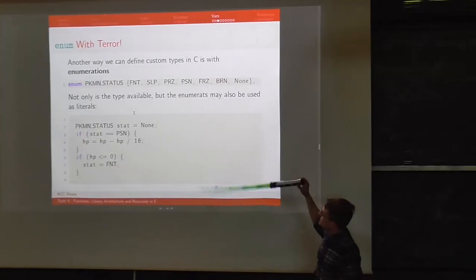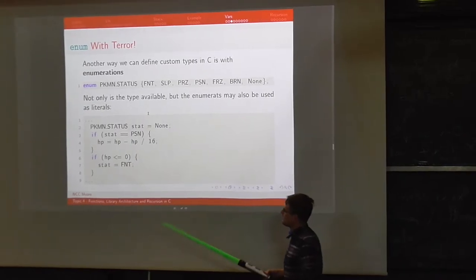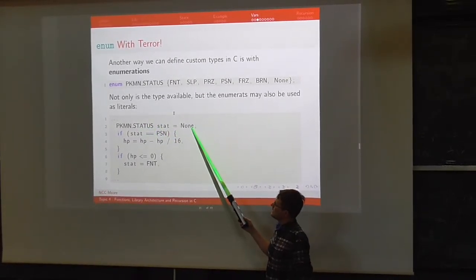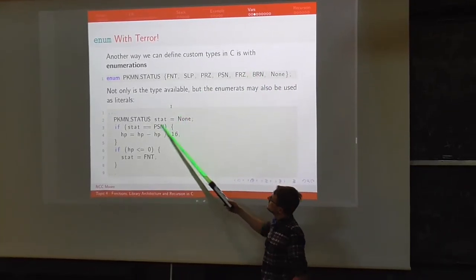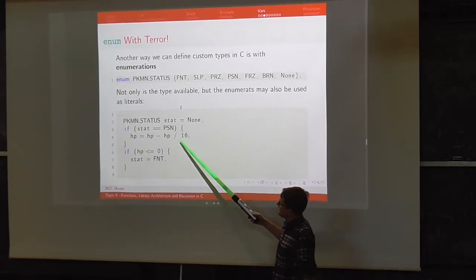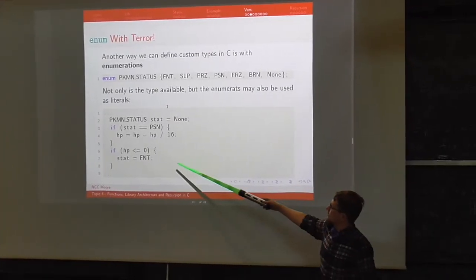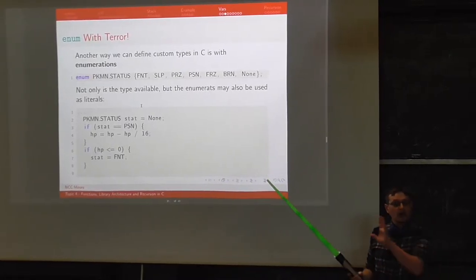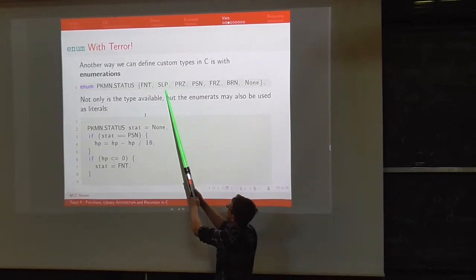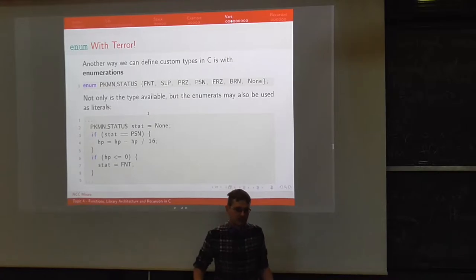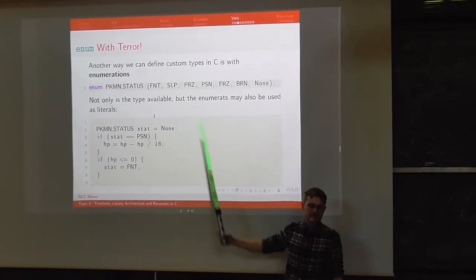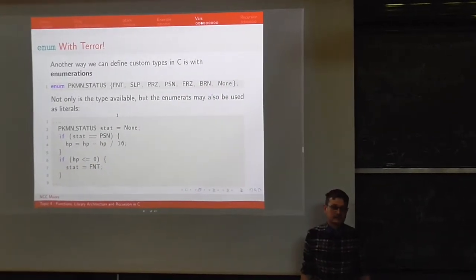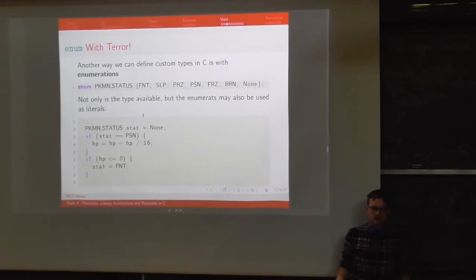Not only does this make the type available, but the enumerates may also be used as literals. This allows something like the following piece of code to be written. We declare a variable, stat, give it the none enumerate. If stat is equal to poison, hit points is equal to hit points minus 1/16 of hit points. If hit points are less than or equal to zero, status is equal to fainted, and stuff like that. Underneath the hood, all it's doing is saying 0, 1, 2, 3, 4, 5, 6 in binary. So when it's performing equality comparison, it's not comparing the characters of the literal's name. It's comparing the actual integer representations underlying this. Make sense? That makes it fast, because comparing strings is very slow.